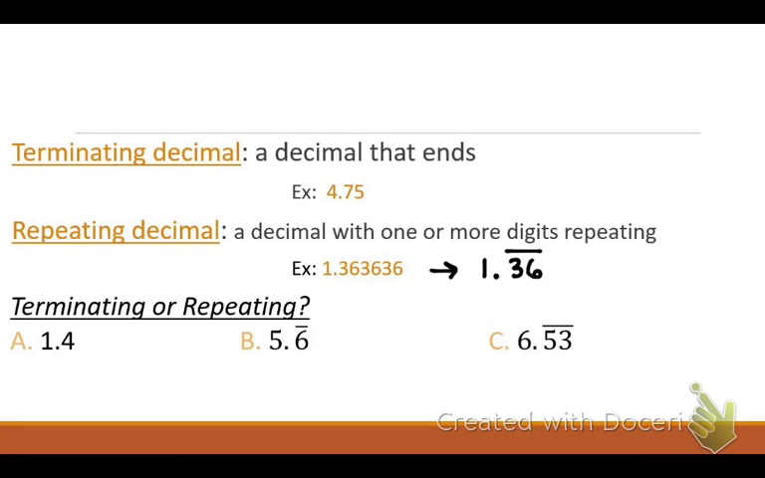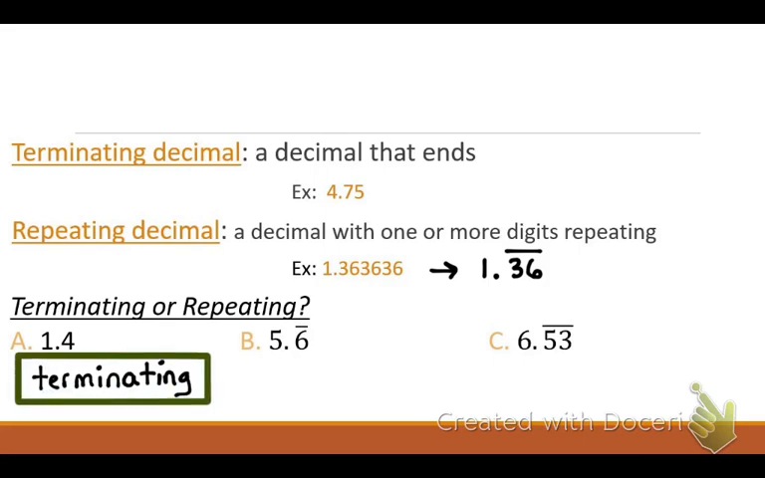So now I want us to see if we can figure out the difference between terminating and repeating. Example A, 1.4. What do you think? Terminating or repeating? It is terminating because it ended. Once again, we're writing this with our pencils. You do not need your red pens anymore for today's lesson.